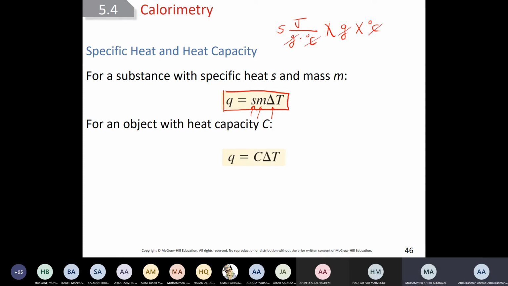What's the unit for E? Joule. Or Q, sorry, not E. The unit for Q in this case.